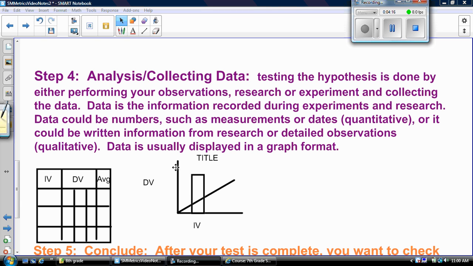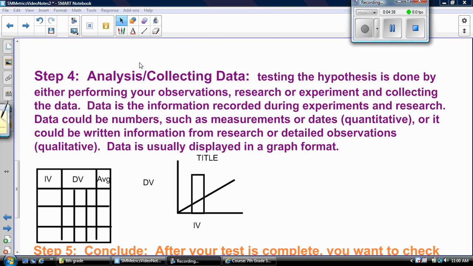So remember, on the x-axis right here, we always have our independent variable, whatever is changing. So all you got to do is look at your data table, whatever the independent variable is, put it down on the x-axis. Then on the y-axis, we need to put our dependent variable. And that's because that's what we measure, so we have to come up with our scale for what we're measuring.